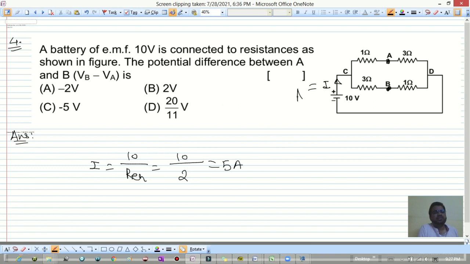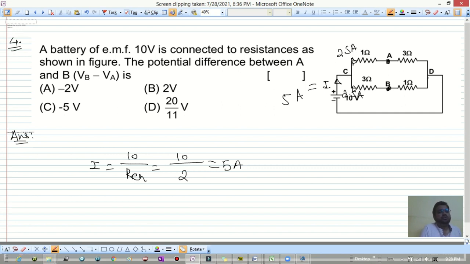So this I is equal to 5 ampere. This 5 ampere will divide into two parts. It will be 2.5 ampere, 2.5 ampere. Why? Tell me why? Because this resistance and this resistance both are same, right? 3 plus 1 is 4, 3 plus 1 is 4.